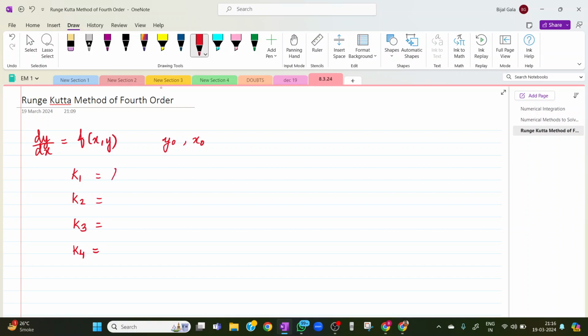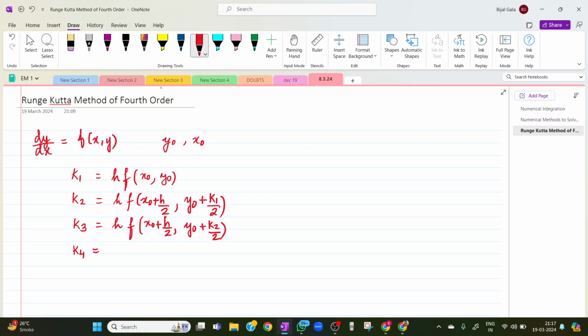To calculate k1, it is h times f of x0, y0, the first one. k2 will be h times f of x0 plus h by 2 and y0 plus k1 divided by 2. k3 would be h times f of x0 plus h by 2 and y0 plus k2 divided by 2. Lastly, k4 would be h times f of x0 plus h comma y0 plus k3.